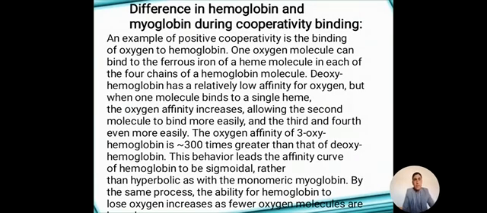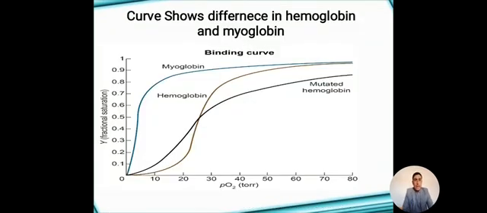Okay, next is the difference in hemoglobin and myoglobin during cooperative binding. Here we can see this curve shows the difference in hemoglobin and myoglobin during cooperative binding. We can see myoglobin made a hyperbolic curve, but hemoglobin made a sigmoid curve. And the y-axis is the fractional saturation, and the x-axis is the pressure of oxygen.